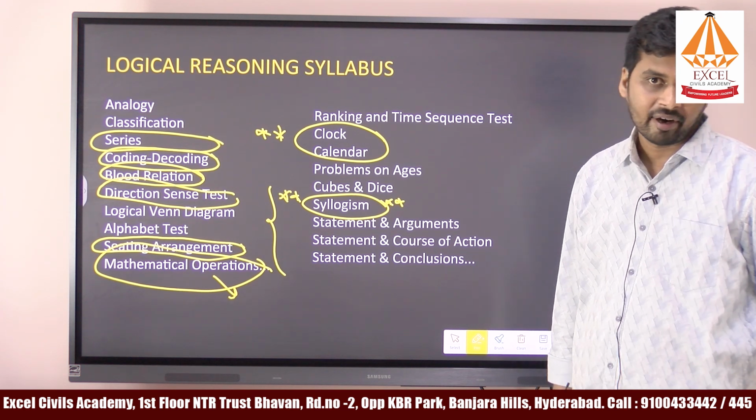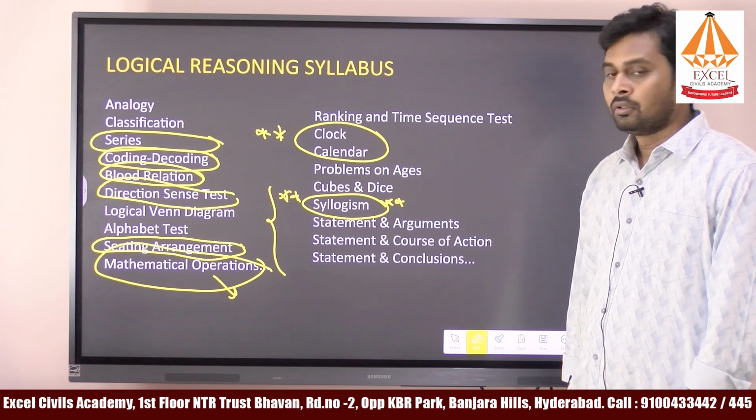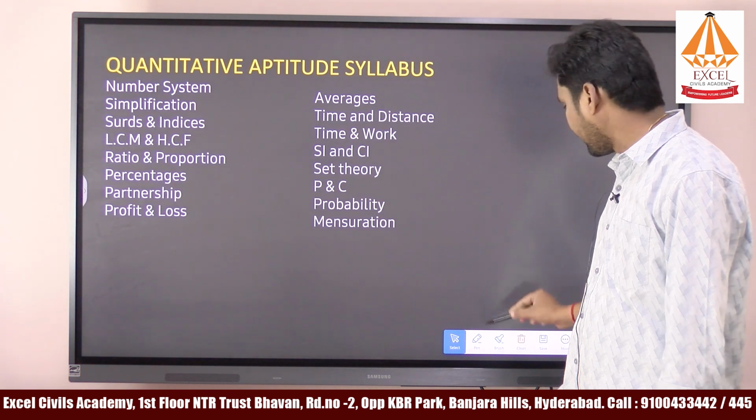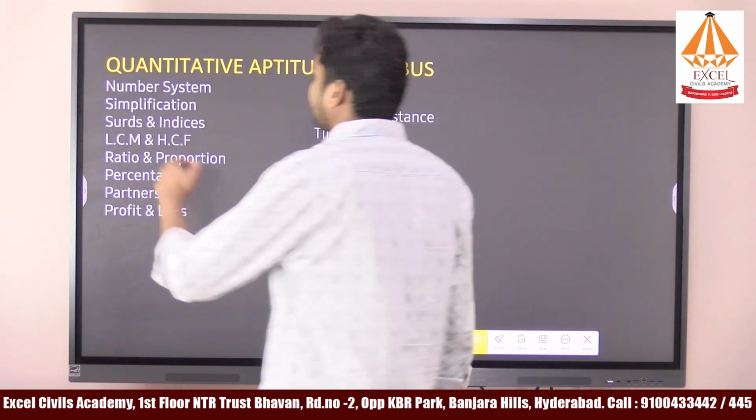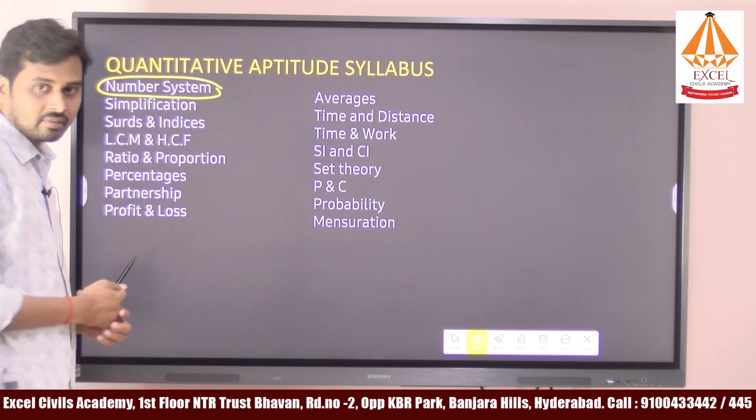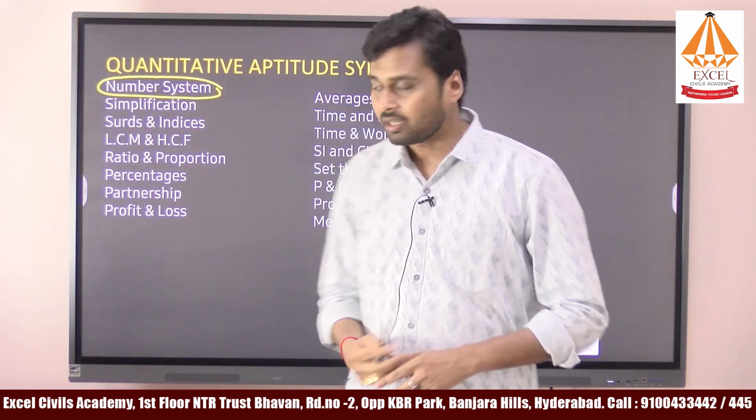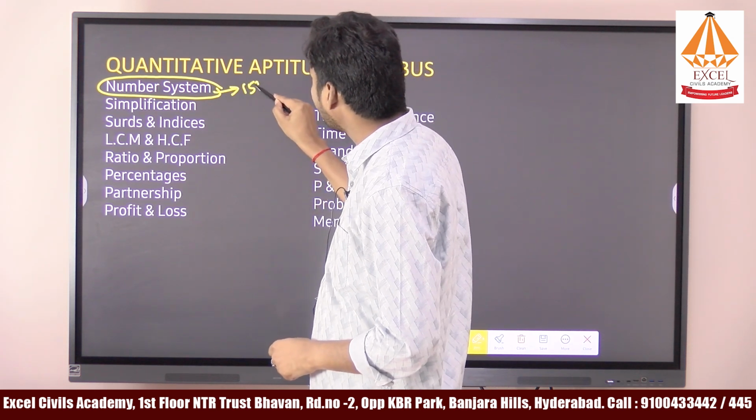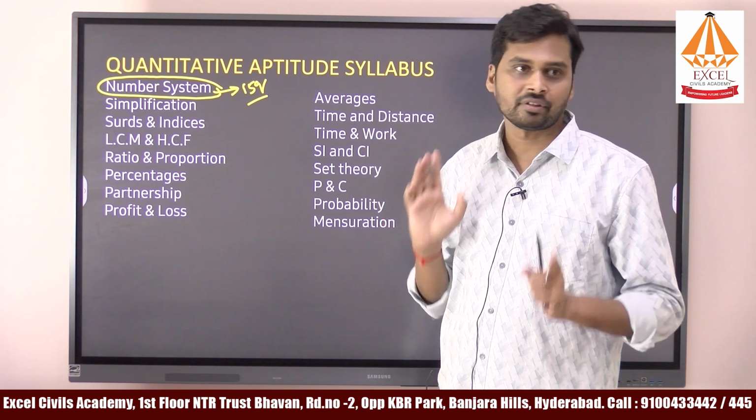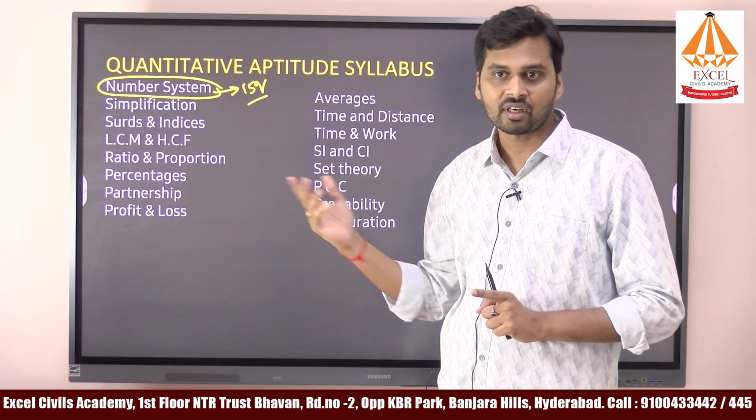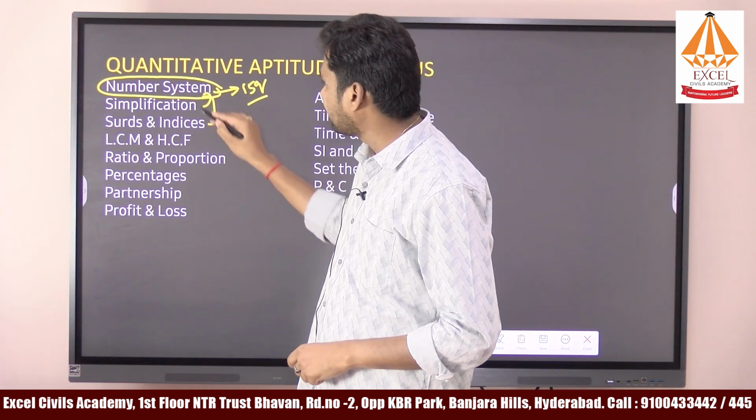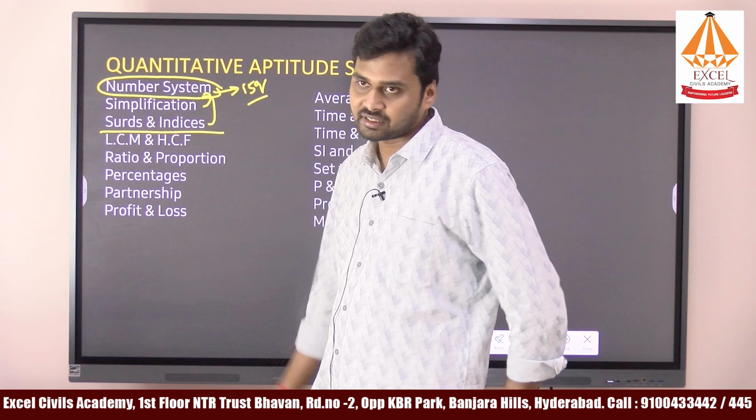Next, we talk about the quantitative aptitude. In quantitative aptitude, there are topics called number system, simplification, surds and indices, LCM and HCF. This particular topic, number system, is a very, very important topic, because on an average the number of questions we get from it is 15 questions. From this one particular topic we get almost all 15 questions. 15 questions means how much? 45 marks.